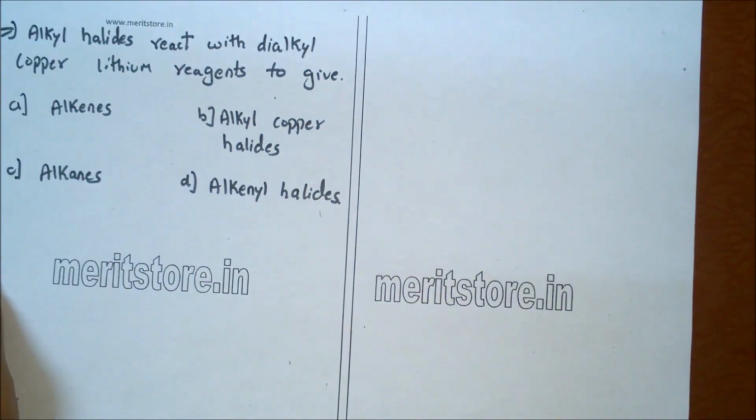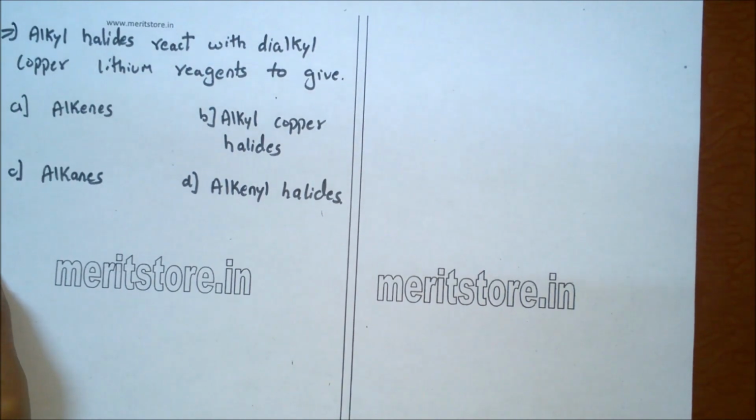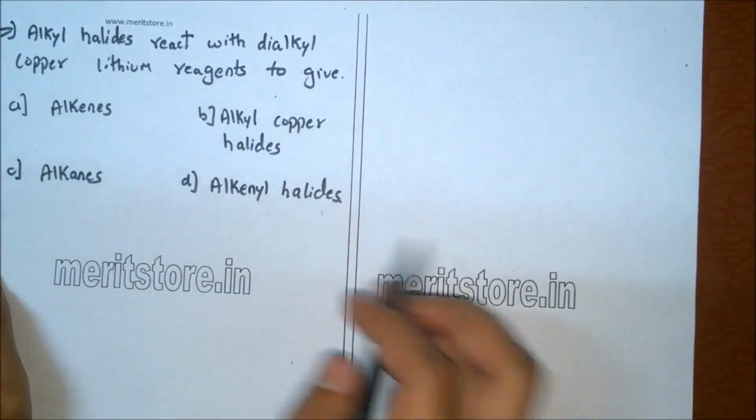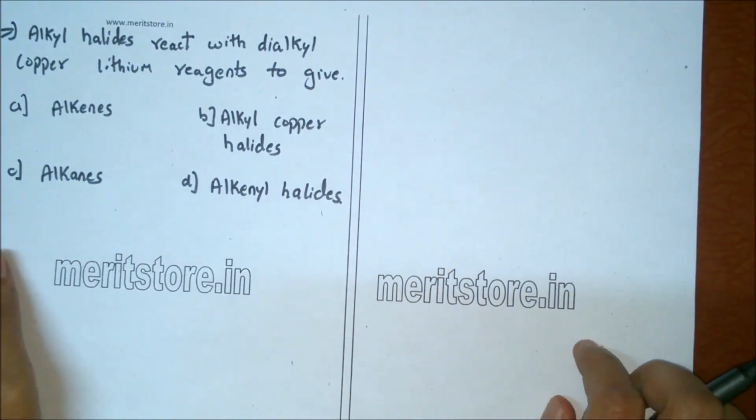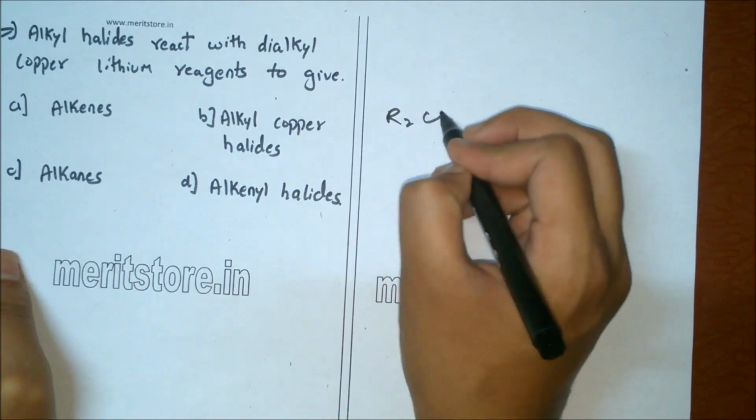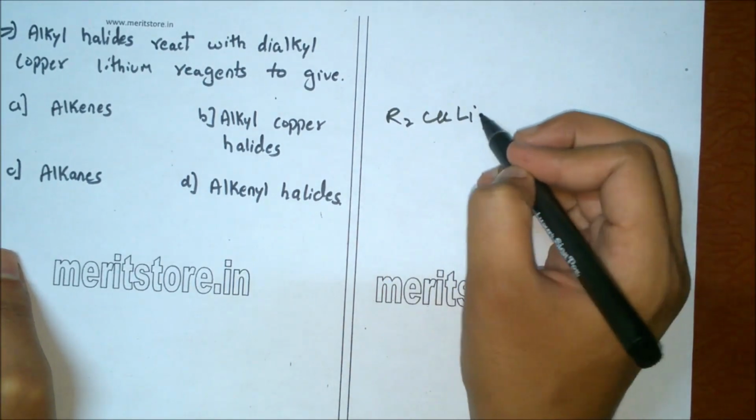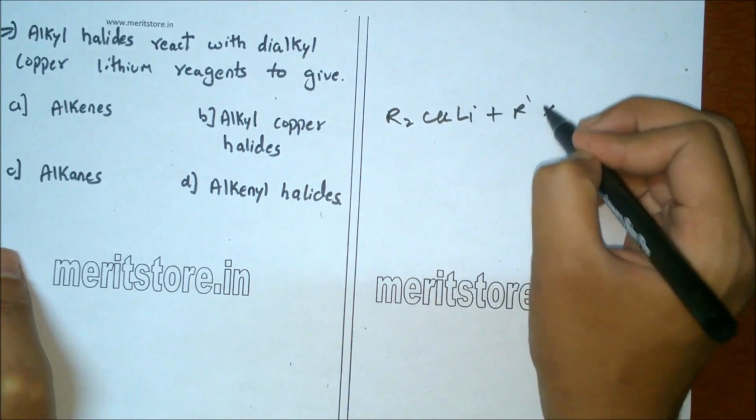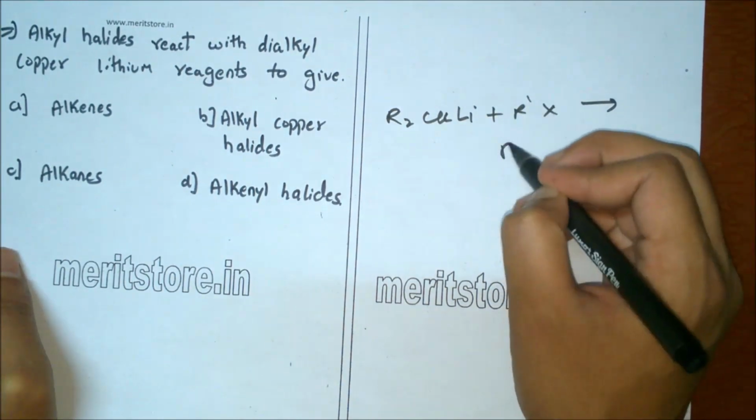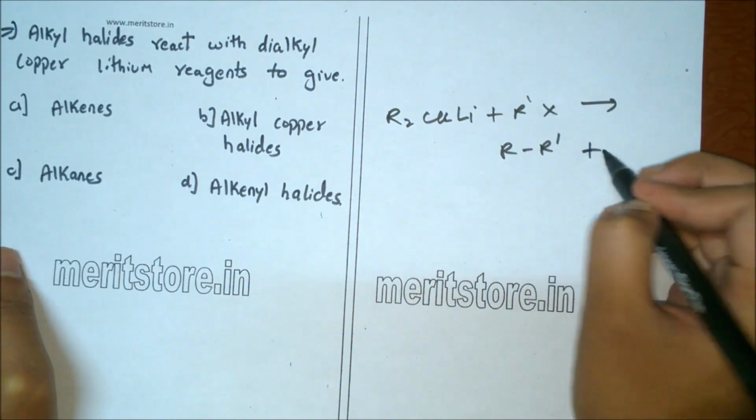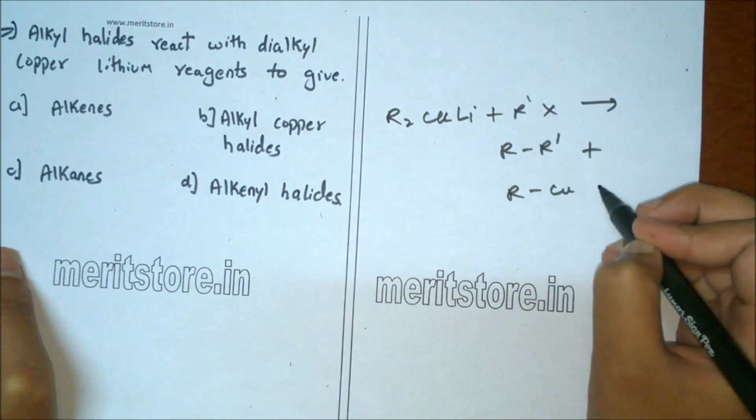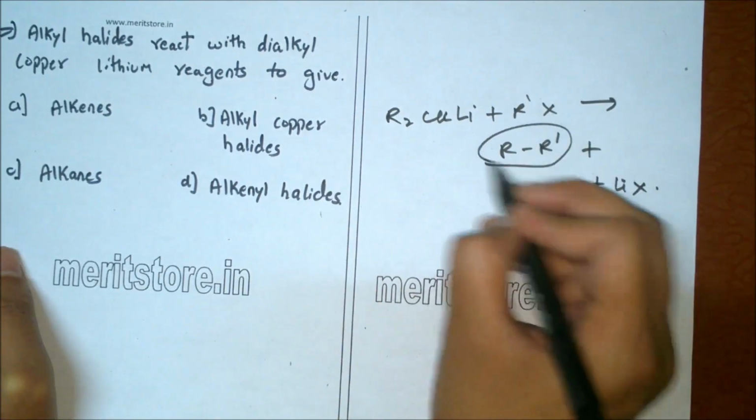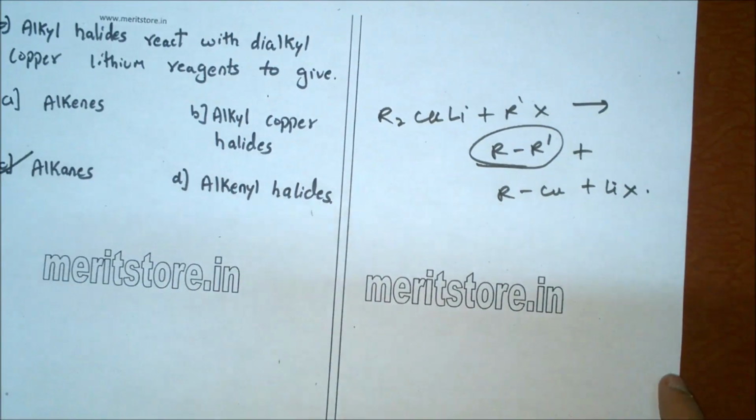Alkyl halide reacts with dialkyl copper lithium reagent to give A. alkene, B. alkyl copper halide, C. alkane, D. alkenyl halide. So when R2CuLi, that is dialkyl copper lithium, reacts with R-X alkyl halide, it will give R-R plus RCu plus LiX. So alkane, that is option C, is the correct answer.